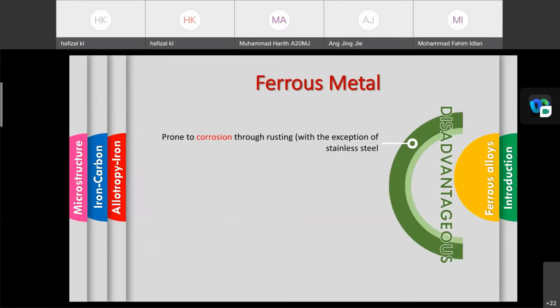The disadvantage of this ferrous metal is that it is prone to corrosion. Once it is exposed to oxygen, it will oxidize and become ferrous oxide.